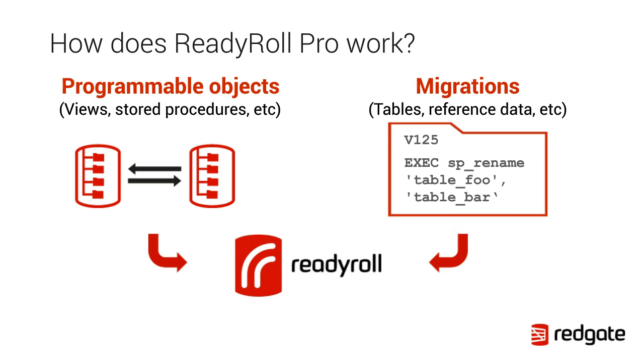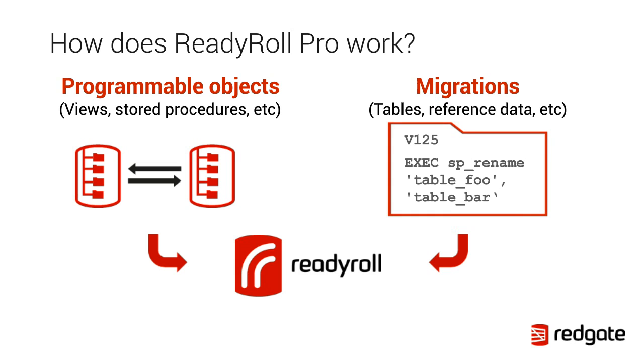But when it comes to programmable objects like views, stored procedures, functions, those kinds of things, you can still continue to use that state-based model where we dynamically work out how to change them at deployment time. And of course that's okay because they don't contain any data. David, can you show us how to do that within the product?